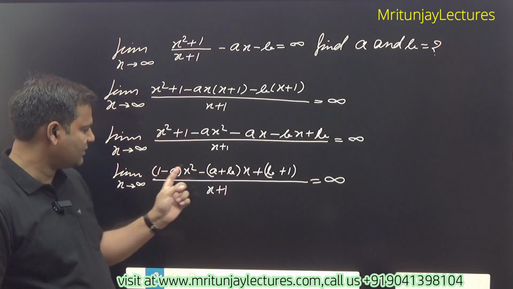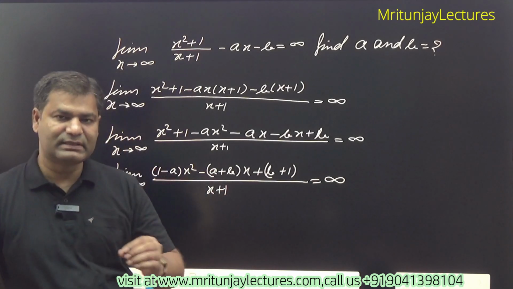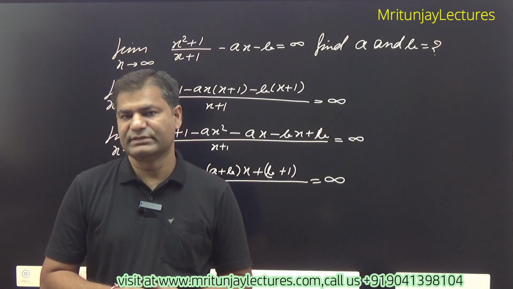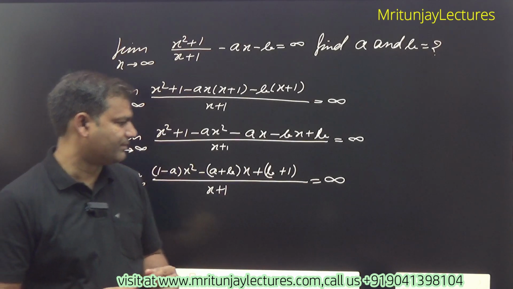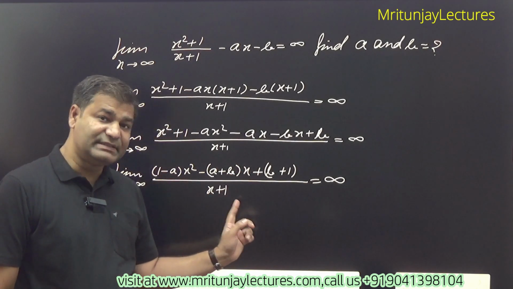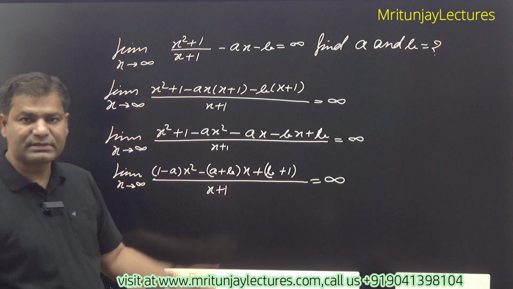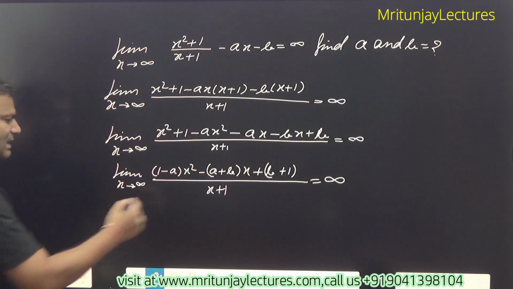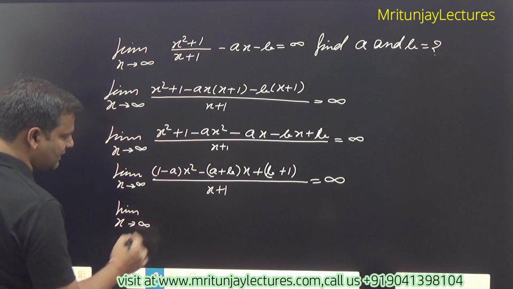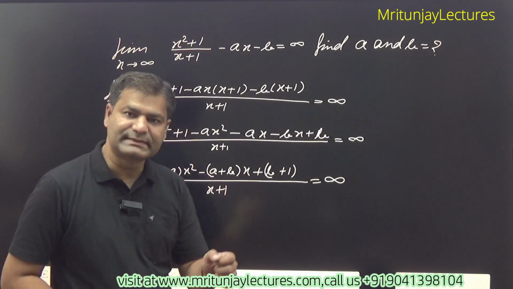If we put x equal to infinity, then we get infinity by infinity, which you can say is an indeterminate form. So the left hand side is indeterminate, but the right hand side is infinity. First of all, you can solve this by applying L'Hospital rule: differentiate numerator and denominator with respect to x.